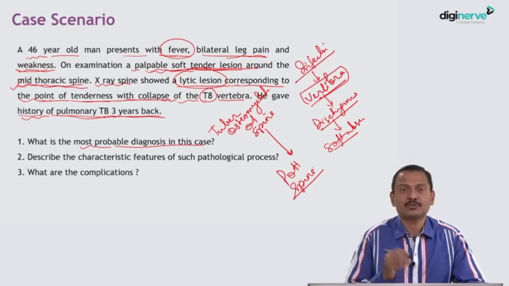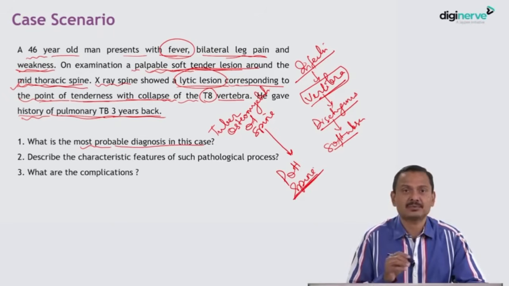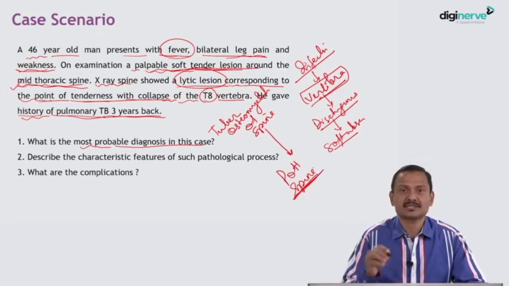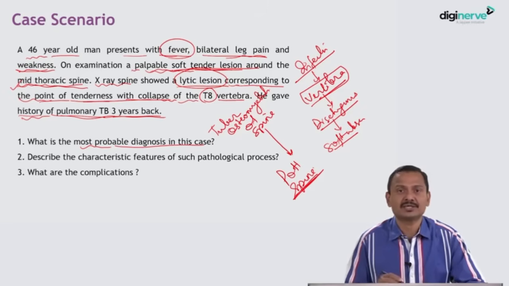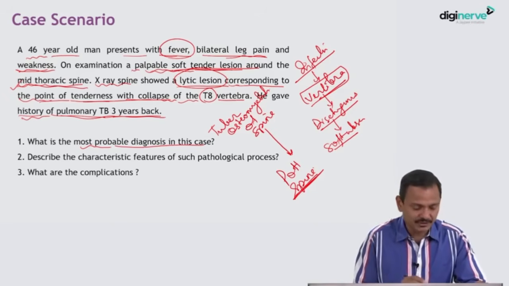So here, tubercular osteomyelitis is much more common in the spine as compared to any other site. So if there is a spinal involvement, the first possibility would be a tubercular infection rather than any other bacterial infection. Okay, so that is the answer to our first question.